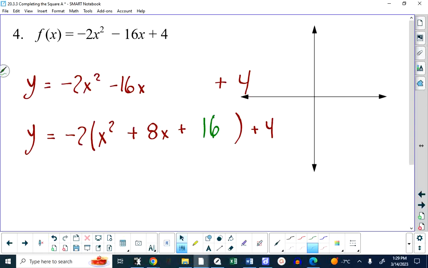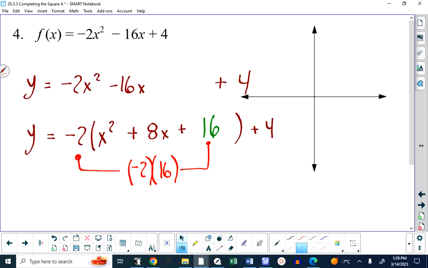Now, I have added 16 in the brackets, but I have not actually added 16 to that side of the equation. I've actually subtracted 32. I always need to look back to multiplying what I wrote in front, what I factored out, by what I wrote inside, what I have left over.